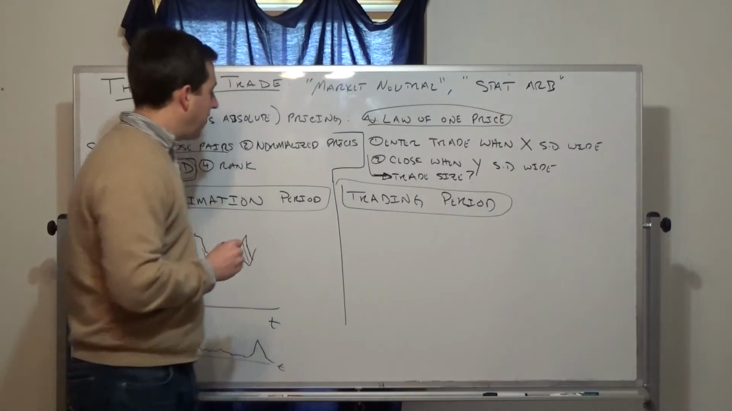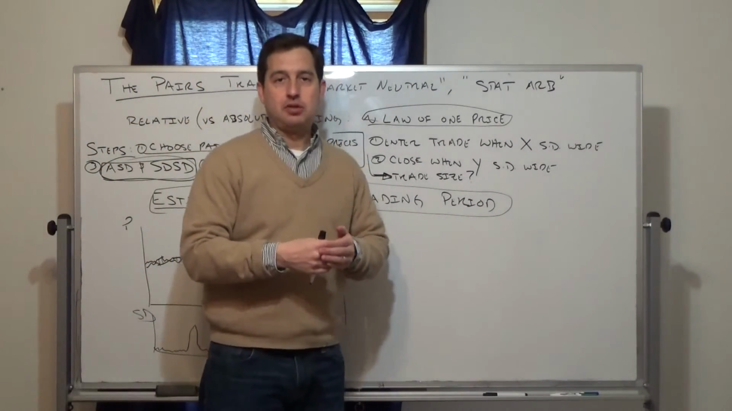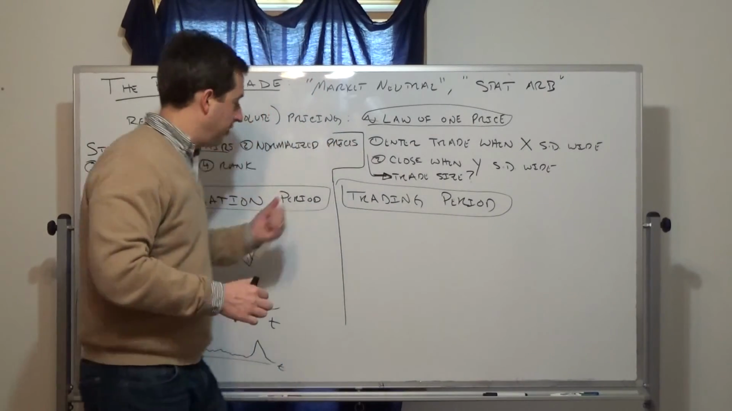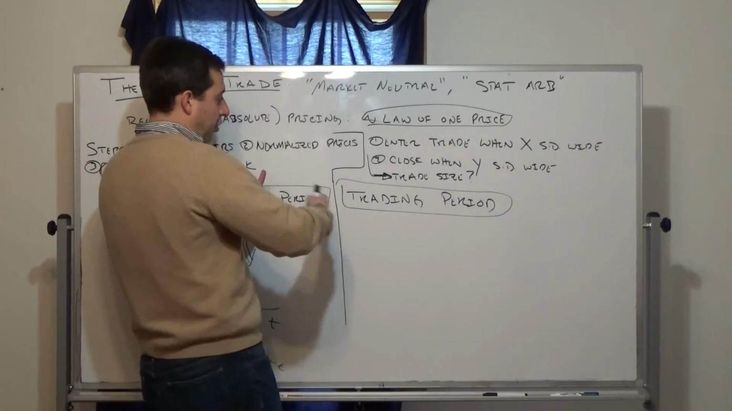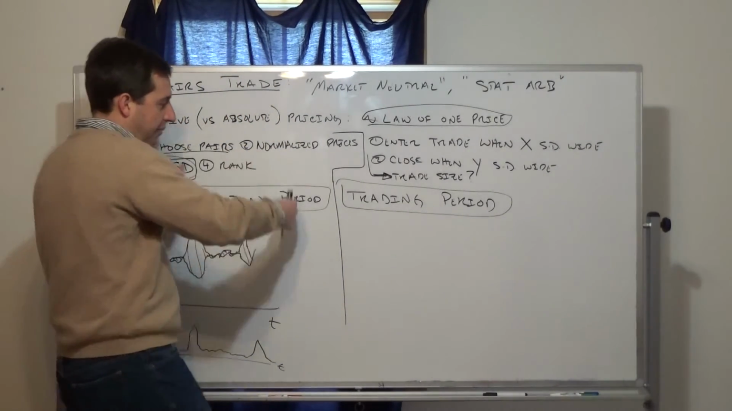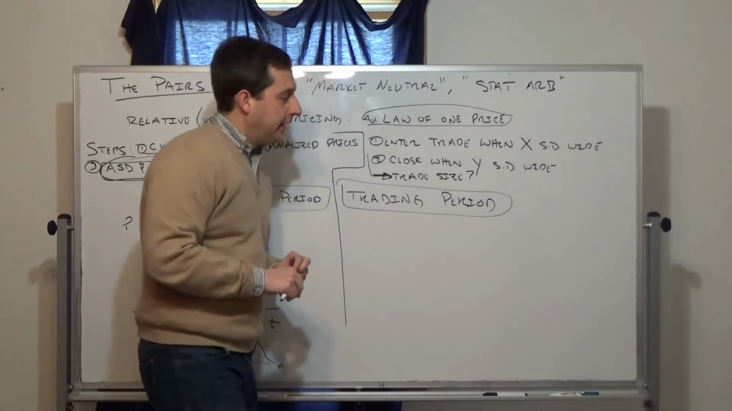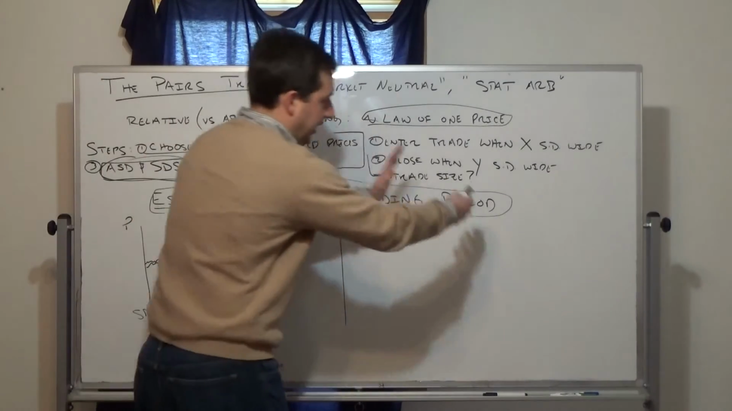The one thing to keep in mind is that the trading period is after the estimation period. The periods don't overlap. In other words, don't use the parameters you've estimated in the same period in which you're estimating them. We have our parameters, and then we go to a later time period and use these parameters, estimated over the estimation period, to trade in this period.